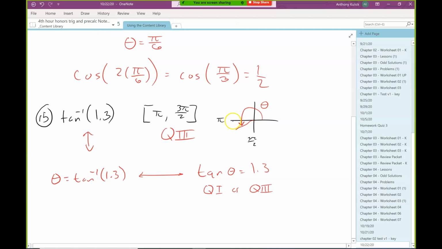To find that angle, I'm going to find this little piece here, I'm going to call that phi. So I can say then theta is going to equal pi plus phi. You okay with that reasoning? So now the question is just finding this little angle phi. So phi is just going to be the absolute value of tan inverse of 1.3.